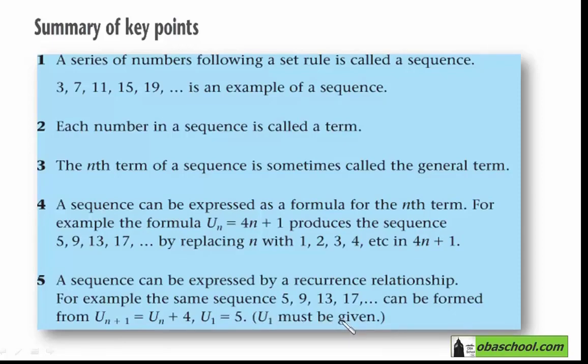We mentioned in the recurrence relationship that there is a condition that must be fulfilled. First, you have to specify what is the first term inside the sequence and what is the value of n, which n is equal to or greater than 1. That was the introduction of this chapter.